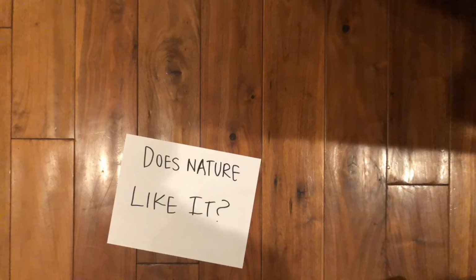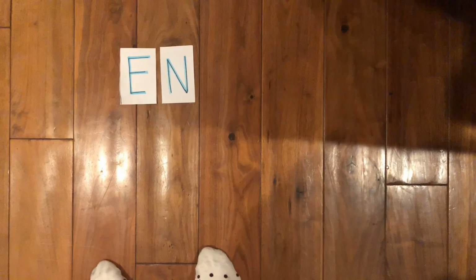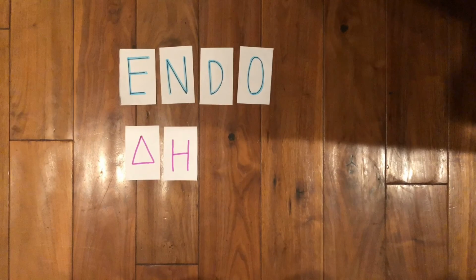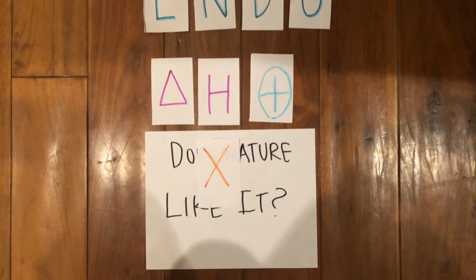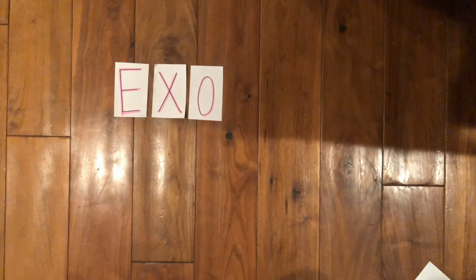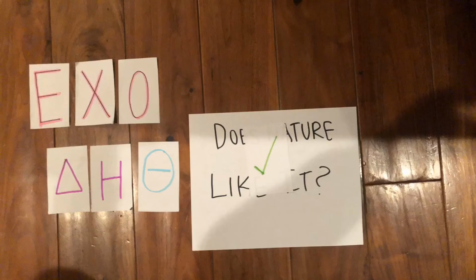The last thing that we will cover is endothermic and exothermic reactions and their favorability in nature. For an endothermic reaction, the delta H is positive, so this means that this reaction is not favorable in nature. But for an exothermic reaction, the delta H is negative, so this reaction is favorable in nature.